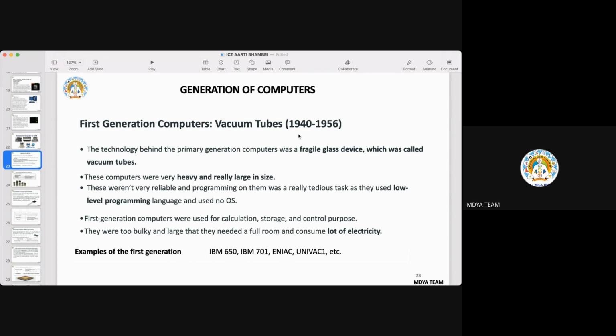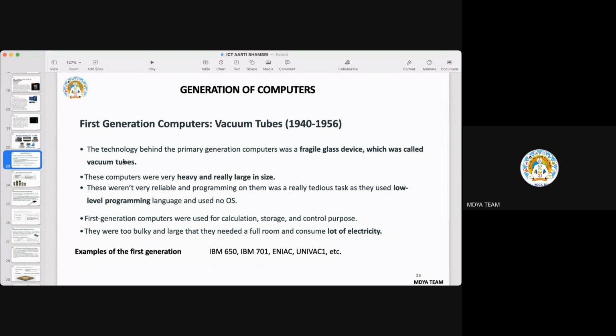This is not your main subject. They'll ask questions about the types, about the functioning, about how we are currently using ICT in education. Sometimes they ask abbreviations, so we'll see those things also. Just remember the first generation: 40s to 50s. Enough.